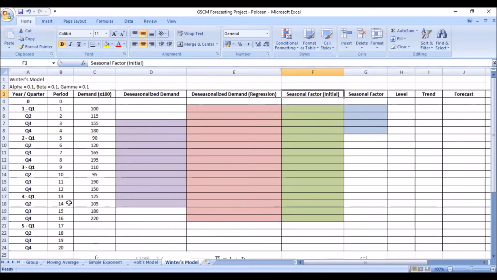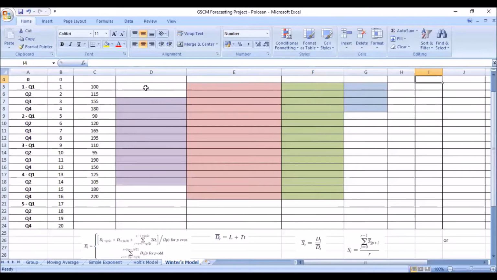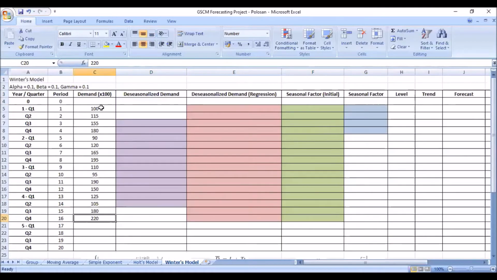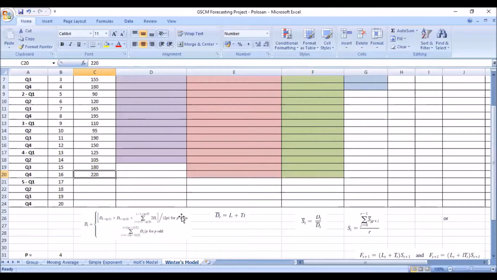Maybe you're wondering why the first two periods and the last two points of the deseasonalized demand are empty. It's because we want to find the level and trend based on only the complete demand, so we leave the first two and the last two cells empty. We just use 12 demand values for this one to find the level and trend using this formula. After that, we find the level and trend using the regression method.